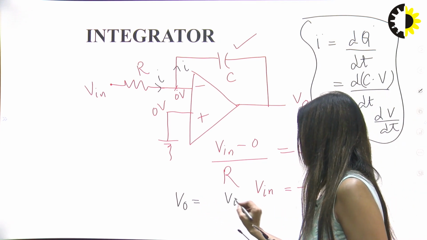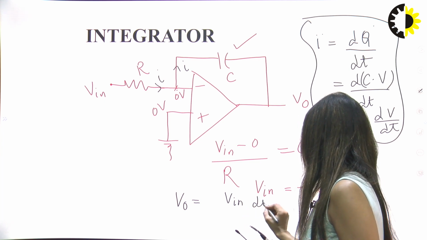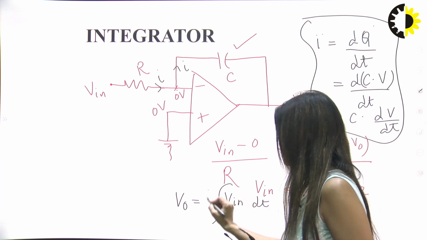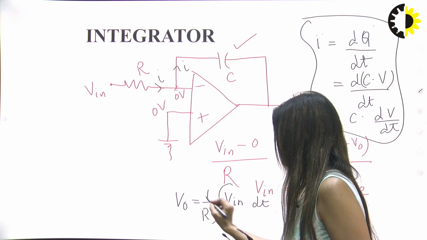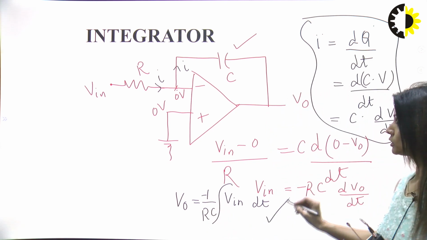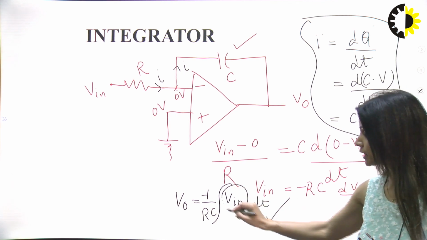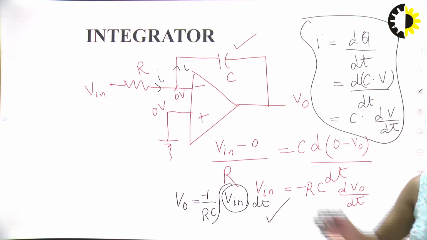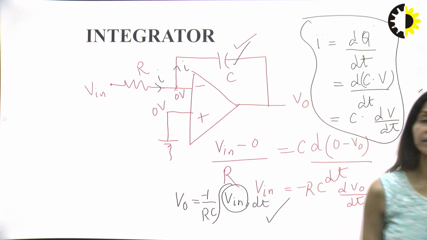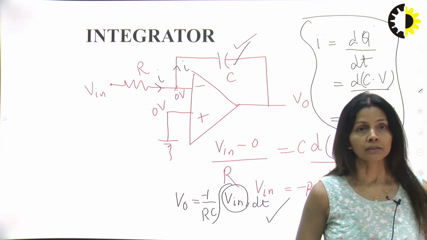If I further solve it, VO is equal to minus 1 upon RC times the integration of V in dt. So this output voltage can be calculated. The input voltage is being integrated by the op-amp circuit just by placing one capacitor in the feedback path.